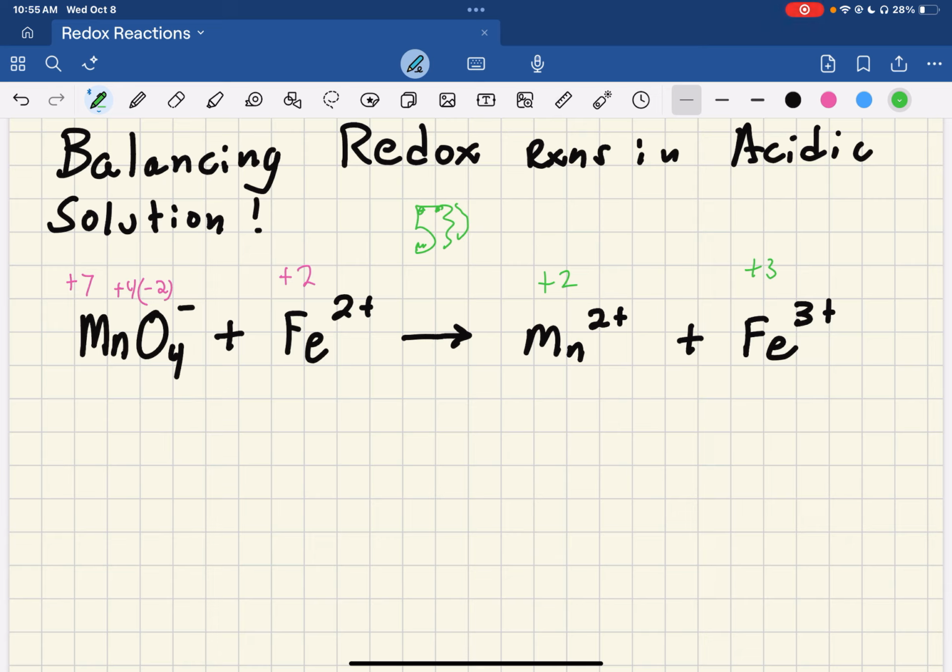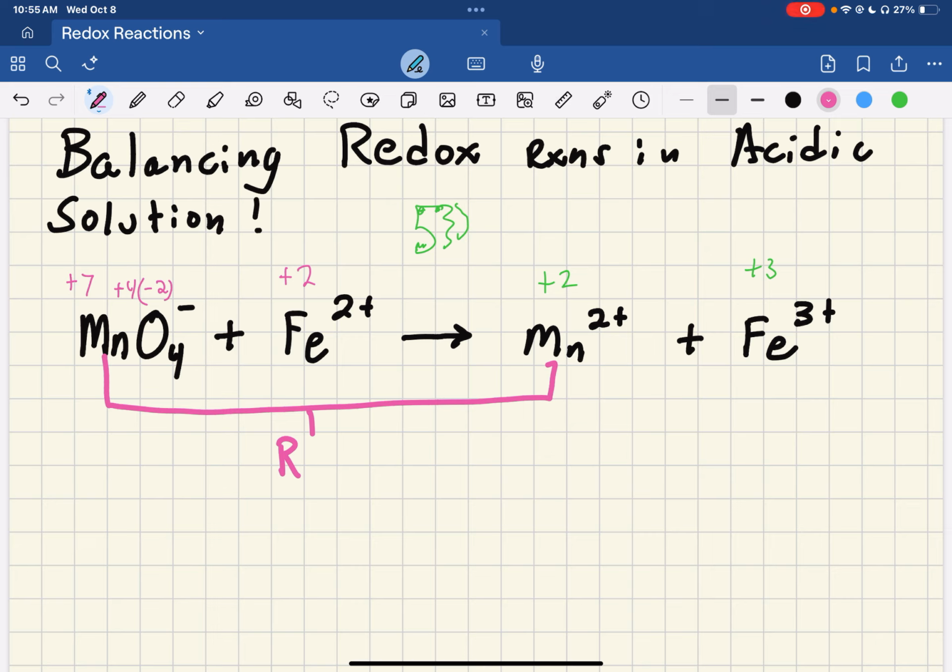So let's take a look. We're going to look mainly at manganese, which here is a +7, and over here is a +2. Well, it went from big positive down to not as big positive. So therefore, it's gaining something negative, which in this case is those electrons. So this right here, ladies and gents, boys and girls, is going to be our reduction reaction. I'll put an R right there just so you can see.